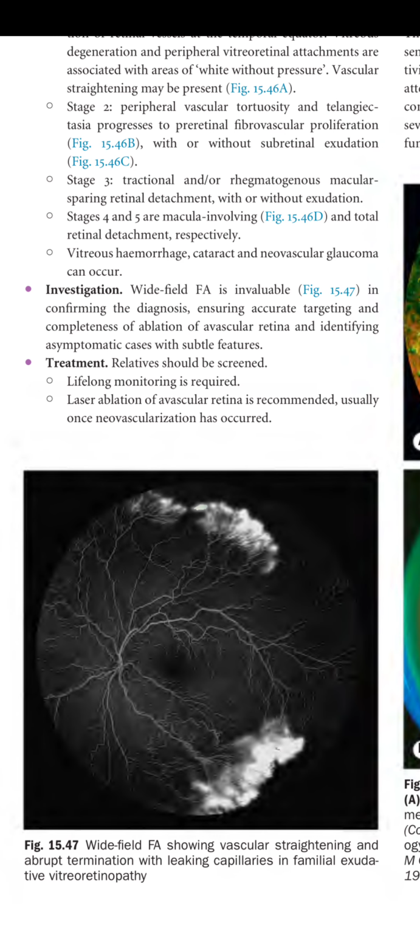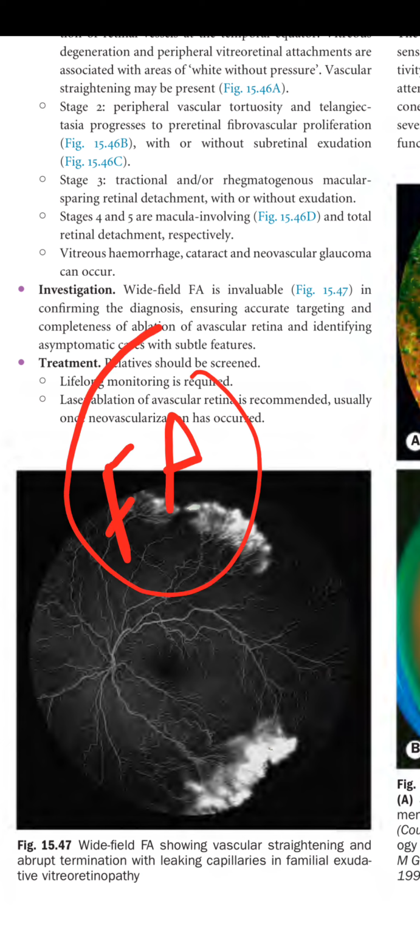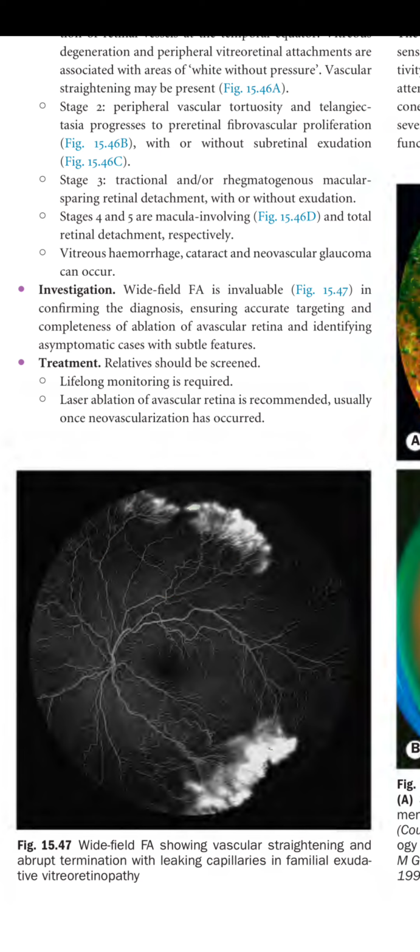Vitreous hemorrhage, cataract and neovascular glaucoma can occur. Investigation: wide-field fluorescein angiography is invaluable in confirming the diagnosis, ensuring accurate targeting and completeness of ablation of the avascular retina, and identifying asymptomatic cases with subtle features. So fluorescein angiography is invaluable in confirming the diagnosis, and it can also ensure accurate targeting and complete ablation of the avascular retina.